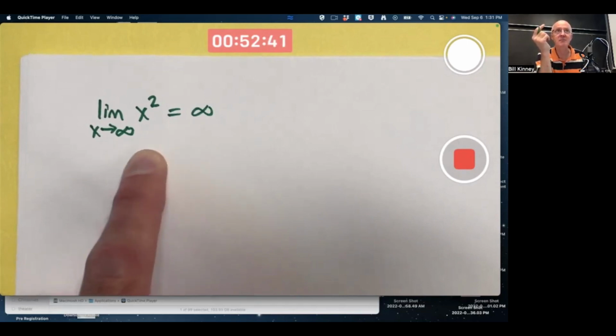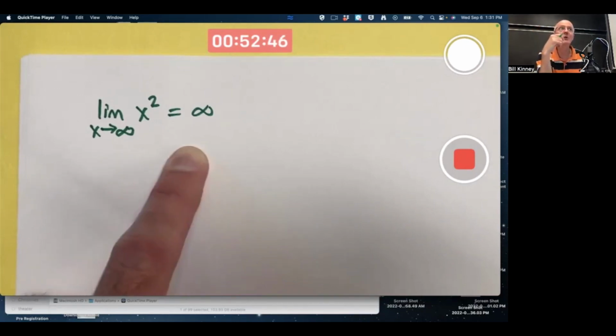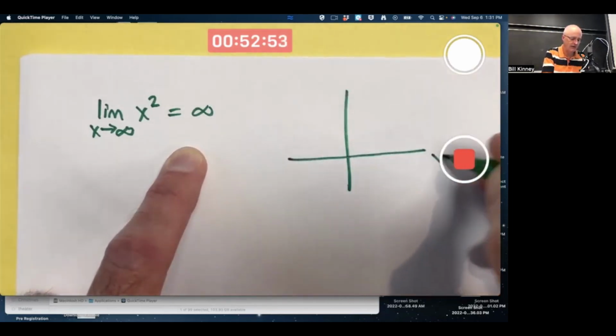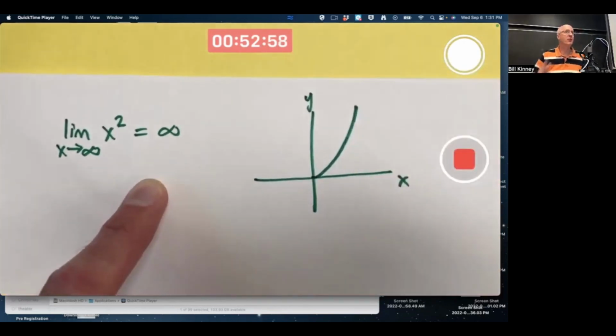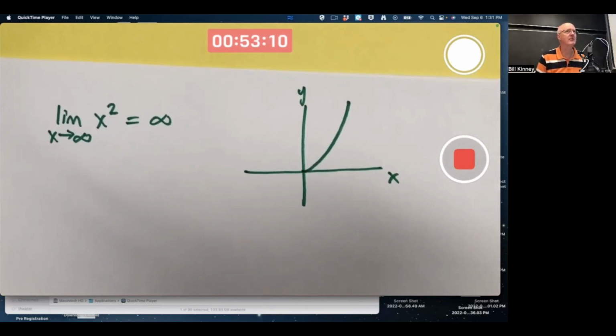Here's how to interpret this. All this is shorthand notation, convenient shorthand notation, for the fact that the graph of x squared goes up forever and ever without a horizontal asymptote as x goes to the right forever and ever. Now, wait a minute. Does the graph really go up forever and ever as x goes to the right forever and ever? I mean, how do you even make things go forever and ever?